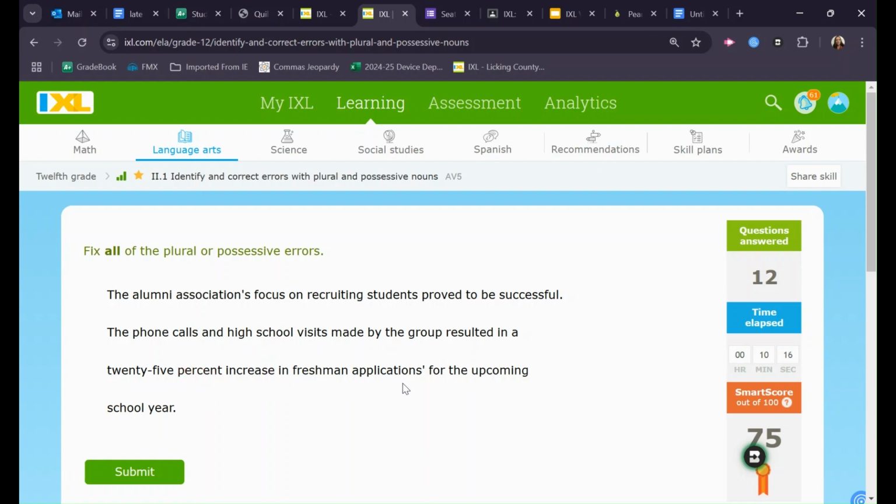Okay, freshman applications. Is it plural? Yeah, multiple applications. Is it possessive? Nope, we don't have anything right after this that the applications possess. So just plain plural, no need for an apostrophe.